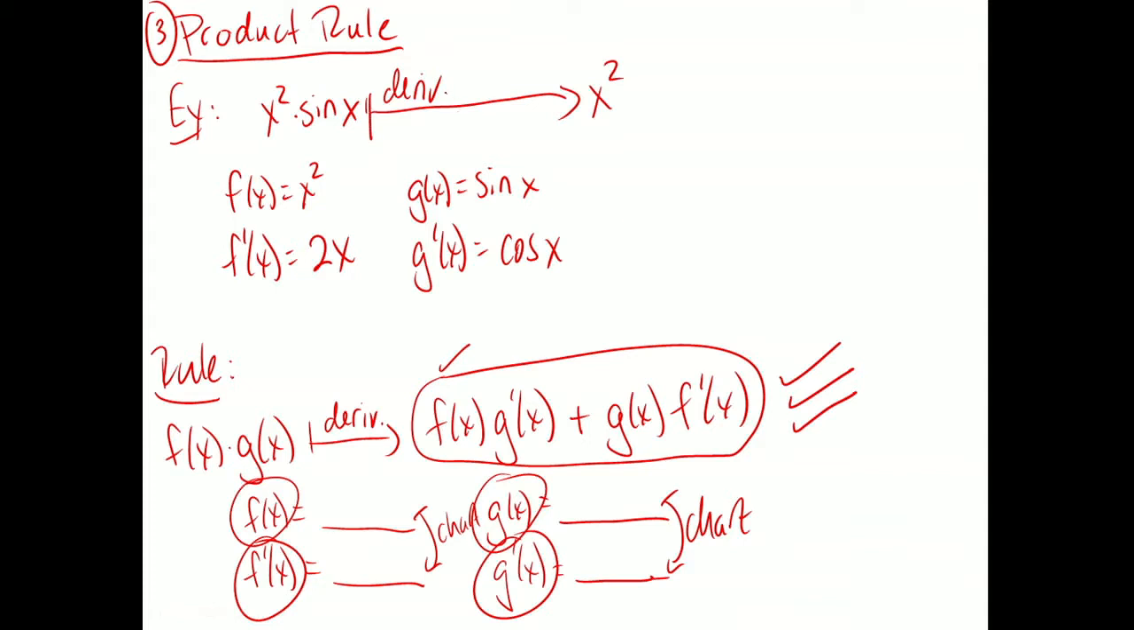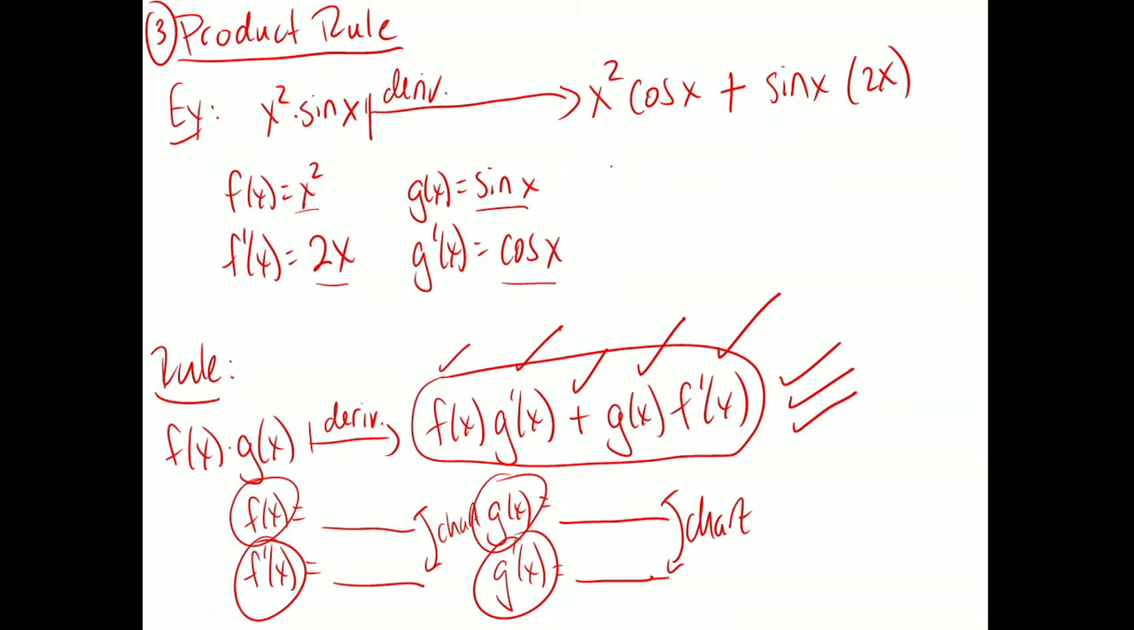Okay, x squared, and then g prime is cosine. So I did x already, x squared. G prime is cosine of x, plus g, which is sine, times f prime, which is 2x. And that's the answer.